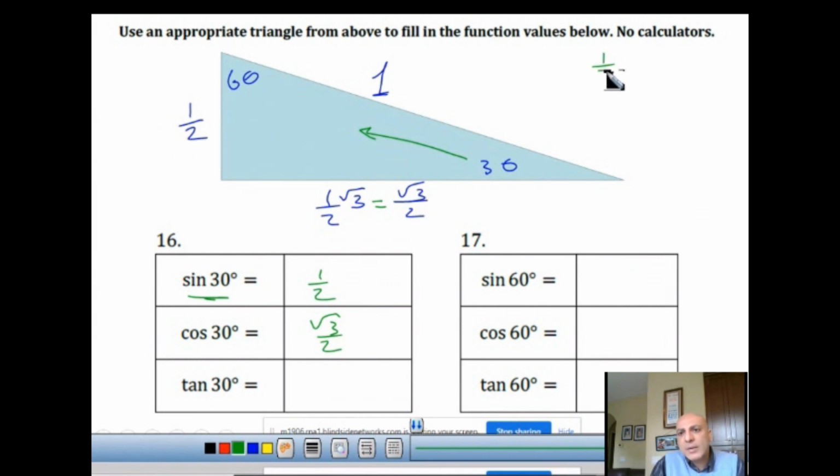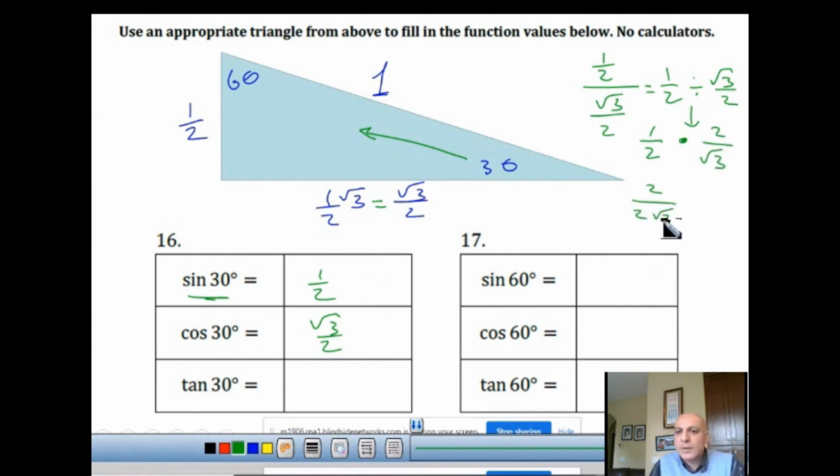So let's do it here quickly. I have 1/2 divided by square root of 3 over 2. Well, I could just flip this here, make that multiplication, and flip the fraction, which is going to be 2 over 2 square root of 3. 2's are gone, leaving you with 1 over square root of 3. Correct? Correct, but impolite. So you just multiply top and bottom by square root of 3, which will give you square root of 3 at the top divided by 3. Square root of 3 over 3. Okay?